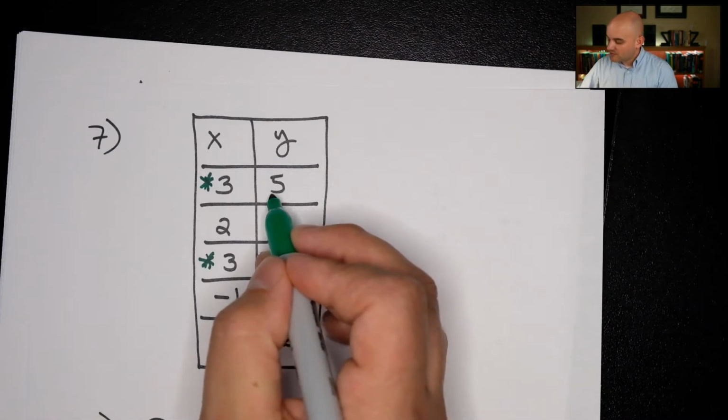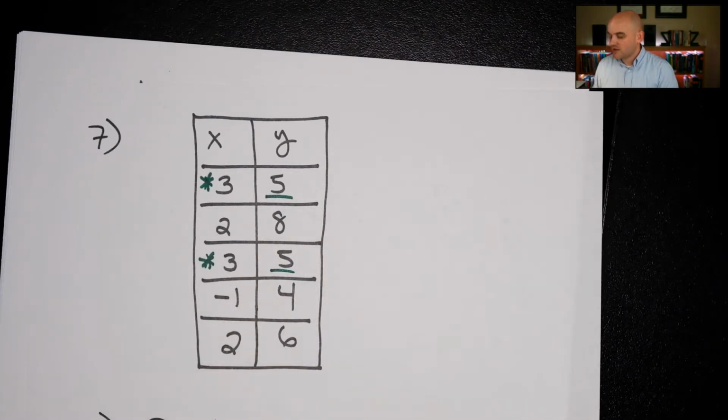I notice that here and here I have repeated inputs. So the outputs had better be the same. Okay, they are. 3 in goes 3, out goes 5. That looks good so far. -1 is new, and out comes a 4.